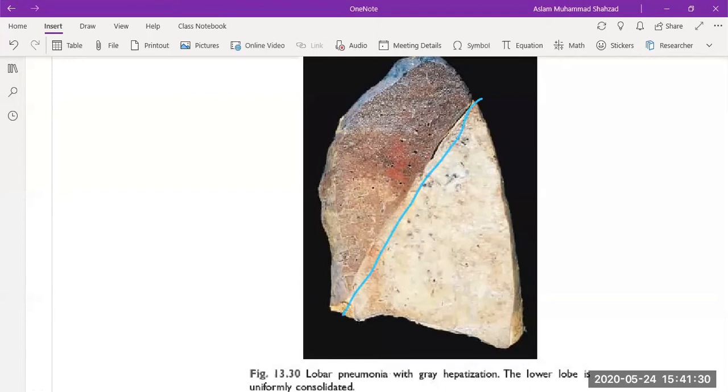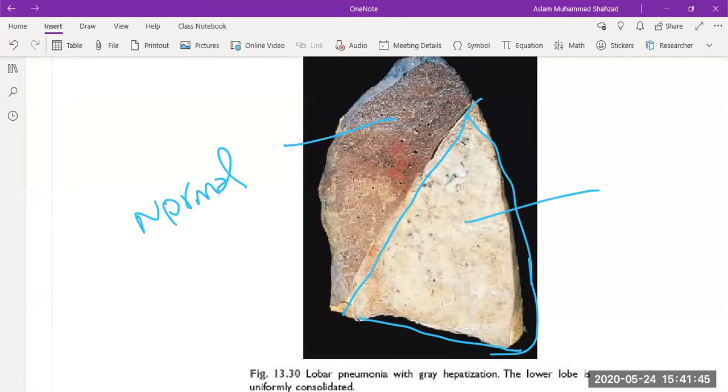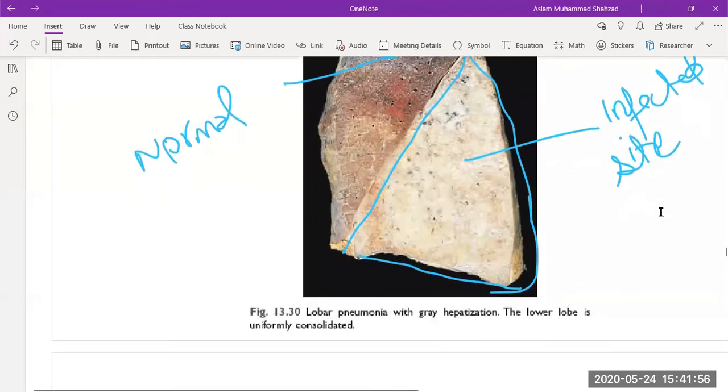this line and the lower lobe, you can see this lower lobe is more consolidated and more differentiated. The upper part is the normal part, whereas the lower part is the infected side. And they mention that the lower lobe is uniformly consolidated.